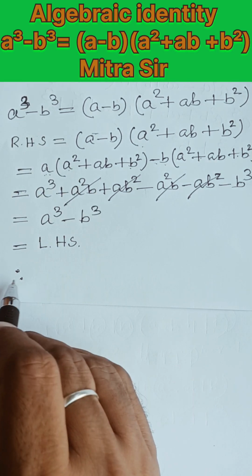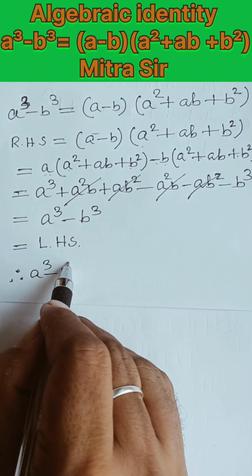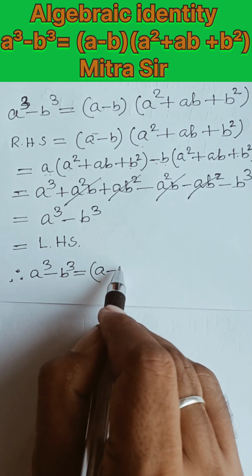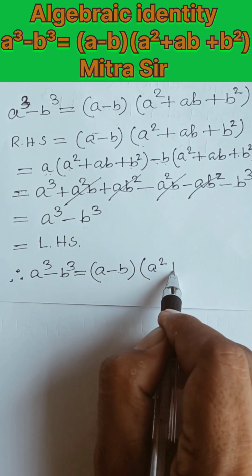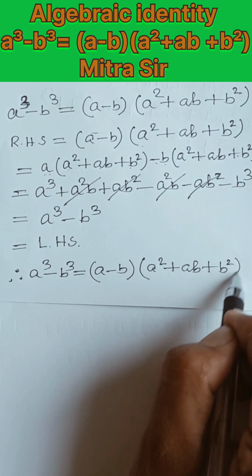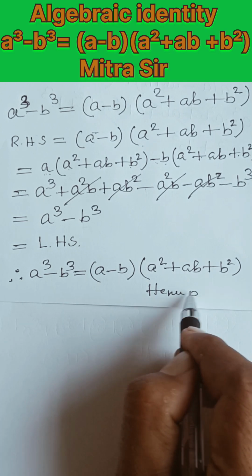So therefore we can write a cube minus b cube always gives the product of a minus b and a square plus ab plus b square. Hence proved.